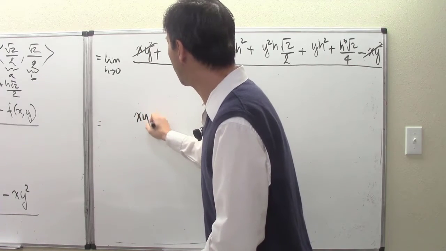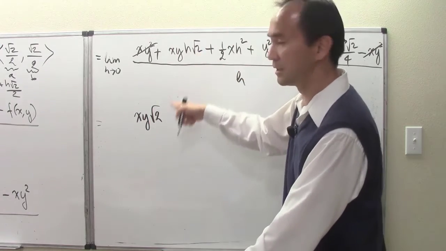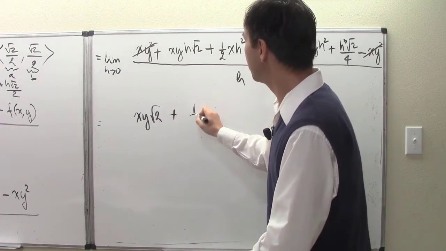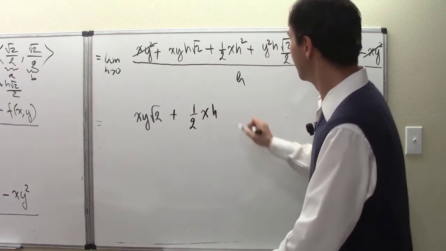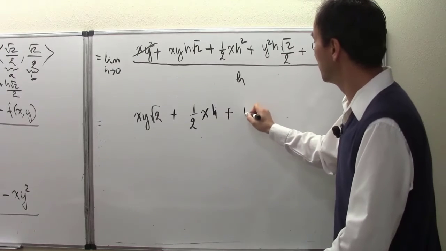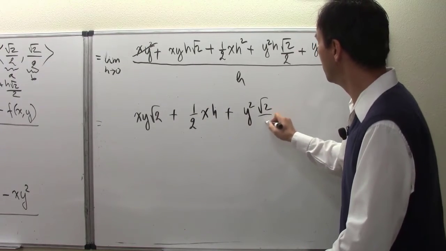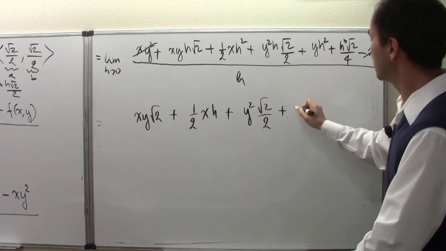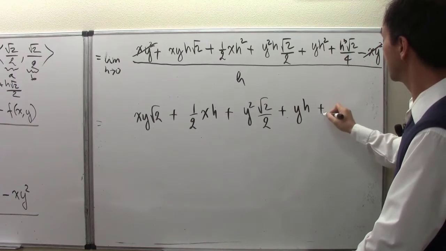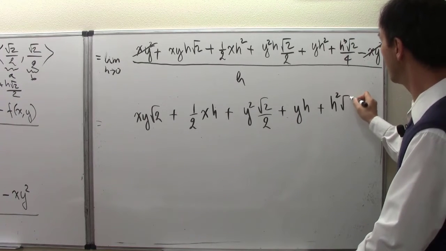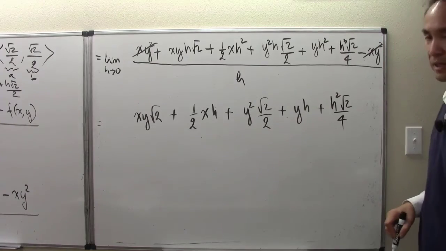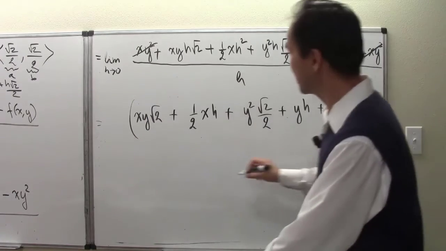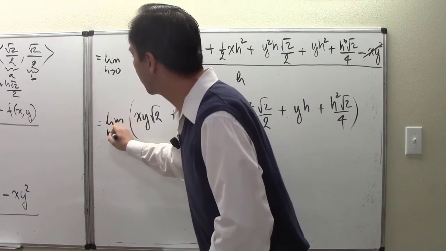Here we have xy square root of 2. That h got canceled away. Plus, now a 1/2 xh plus, and now we have a y squared square root of 2 over 2. The h is canceled away. Okay, and then here we got yh, and then here we got h squared square root of 2 over 4. Okay, and that's all we have, no more fraction. Okay, and then with that final simplified expression here, we take the limit as h goes to 0.